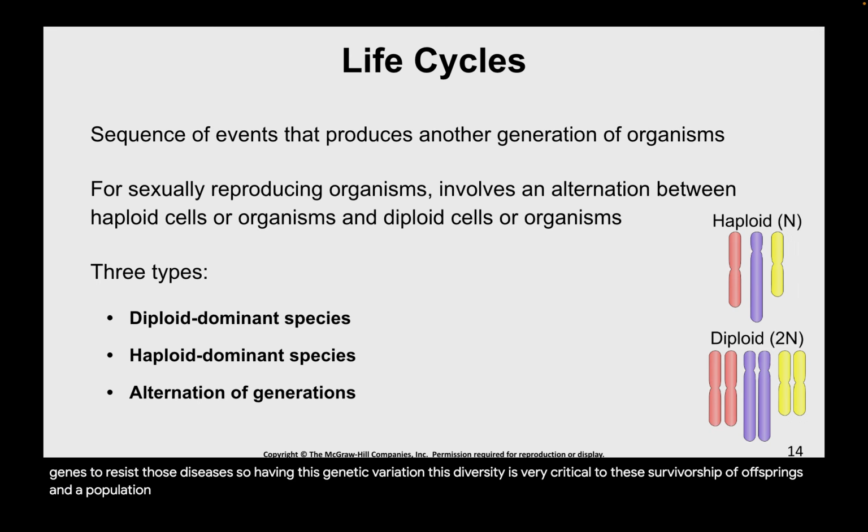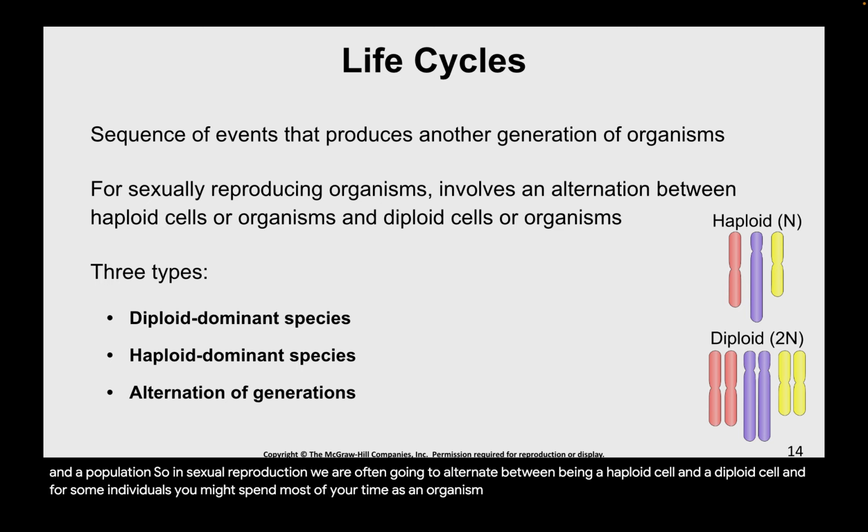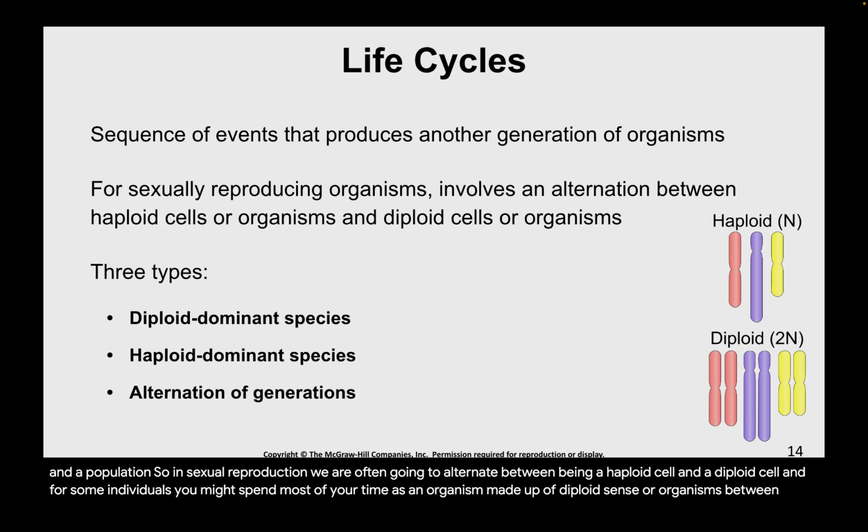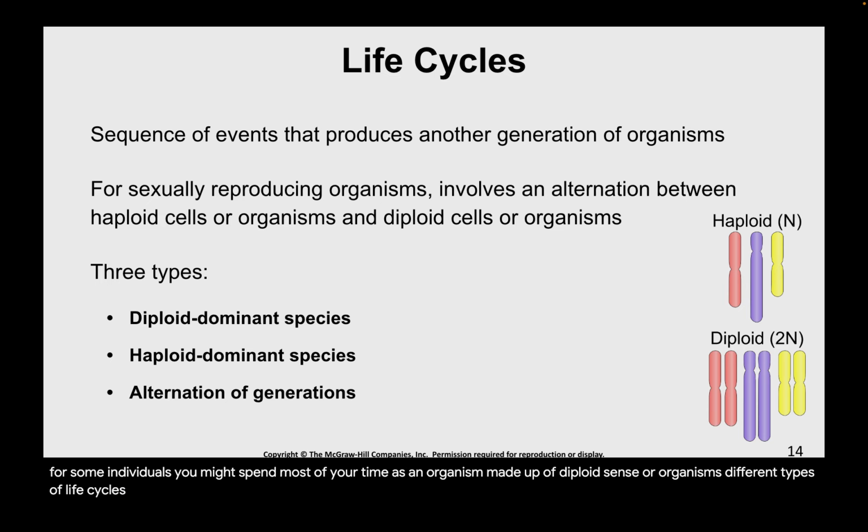All right, so in sexual reproduction, we are often going to alternate between being a haploid cell and a diploid cell. And for some individuals, you might spend most of your time as an organism made up of diploid cells, or an organism made up of haploid cells, or maybe you'll alternate between the two stages. So there are these different types of life cycles that I'm just going to touch upon, because if you take organismal biology next semester, you will dive even deeper into this.